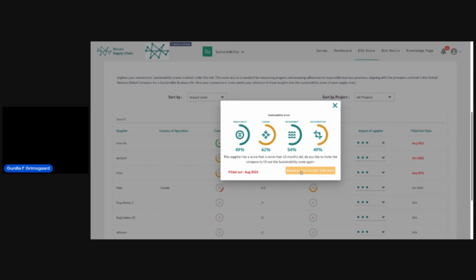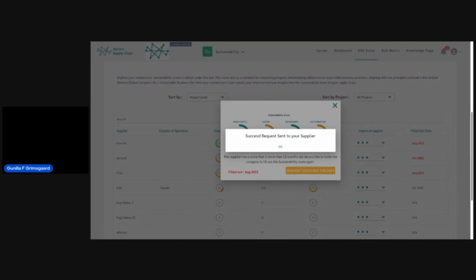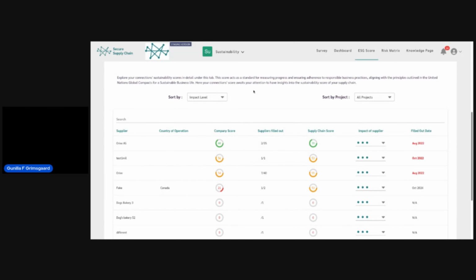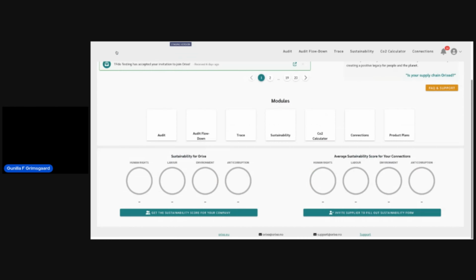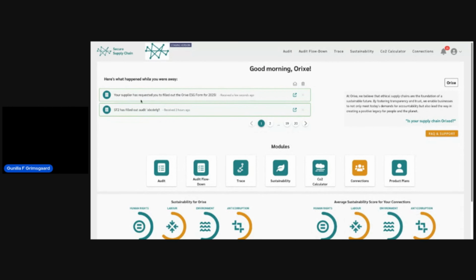So here I can request to fill out. So now it's resent, and when they log in, they get the notification like I showed you in the first page here. So it's going to be notifications. The Orixe company asked you to fill out the sustainability form for 2025.